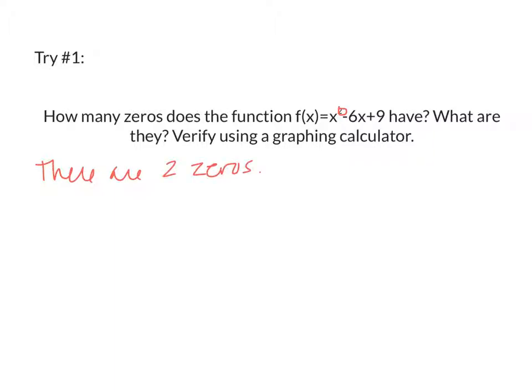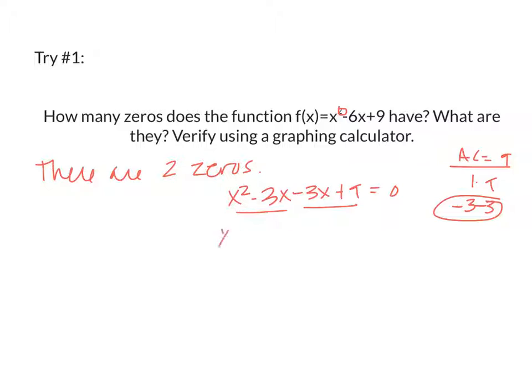okay? And to find them, the best thing that we can do is to use the AC method since this is quadratic. So AC would give us positive 9. So the factors of 9 are 1 and 9 and 3 and 3. The ones that work to give us negative 6x are negative 3 and negative 3. So it gives us x squared minus 3x minus 3x plus 9. And again, this is all set equal to 0.